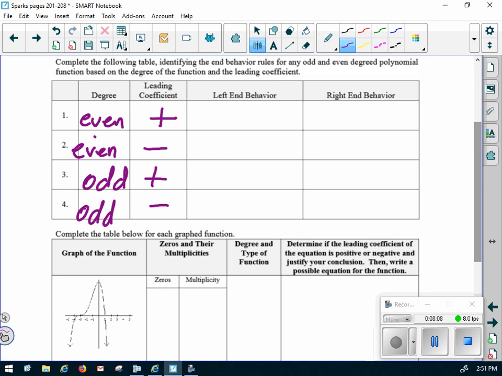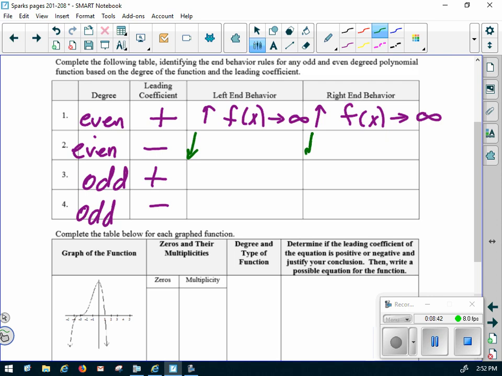Even and positive. What do both ends do? They go the same way? And both up. So it rises on both ends. We would say f of x approaches infinity. Even degree, negative leading coefficient. On both ends or one end? Down on both ends. So we would say f of x approaches negative infinity.